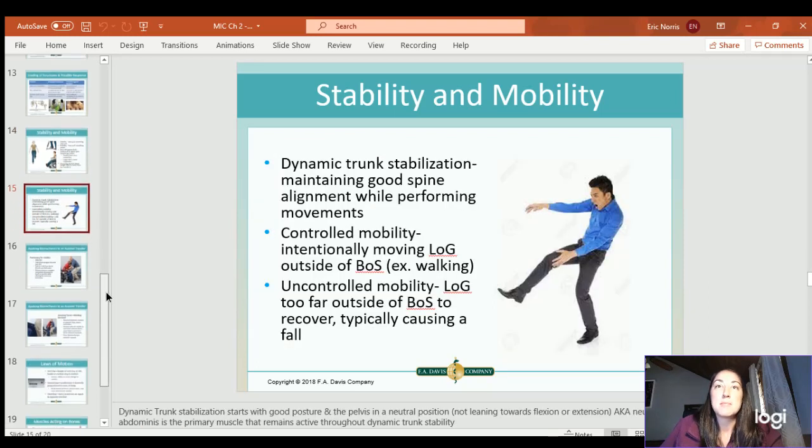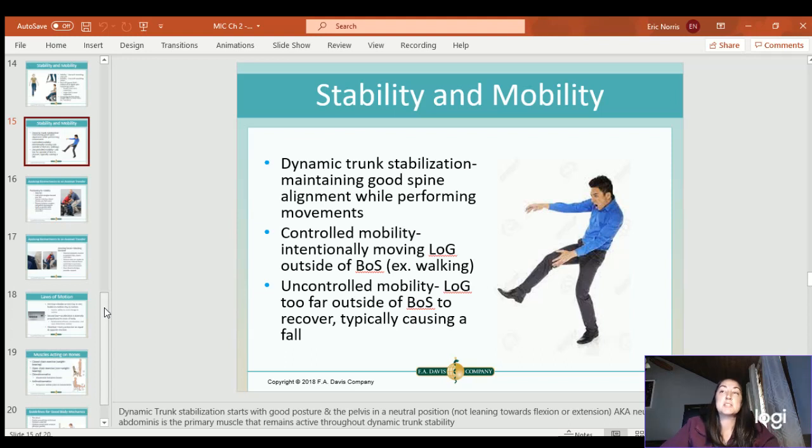Okay, stability and mobility. Dynamic trunk stabilization is maintaining good spinal alignment while you're moving. In a lot of places it's referred to as maintaining a neutral spine, or neutral pelvis or pelvic neutral. Basically it means the deep core stabilizers, of which the primary one is the transverse abdominis, are contracted in order to support the spine and keep it in a good alignment while you're moving. It's one of my favorite muscles. You'll hear about it a lot in the program.